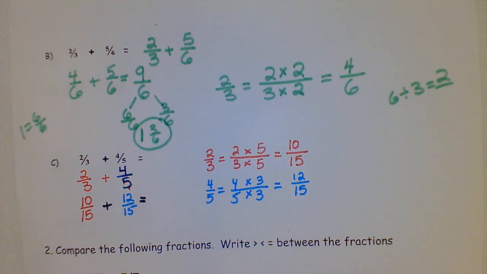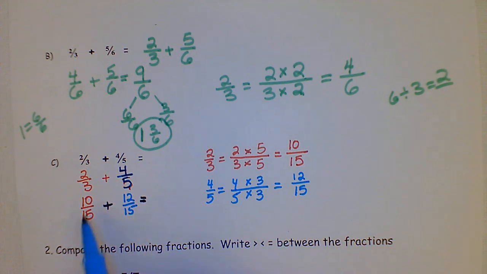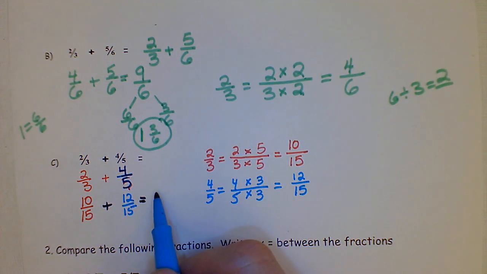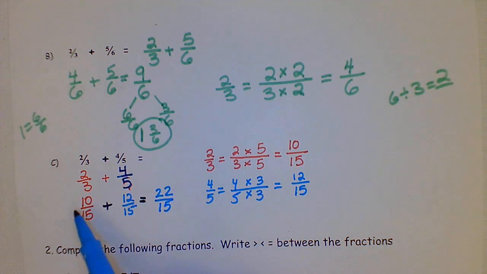Okay, so now that I have common denominators, now that my denominators are the same, I can just add straight across. So I'm going to do 10 plus 12 is 22. And I keep my 15ths because that's telling me the size. So again, 10 of those pieces plus 12 of those pieces gives me 22 of those pieces. What size are those pieces? They're 15ths.